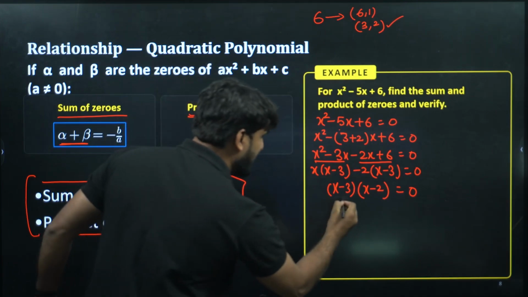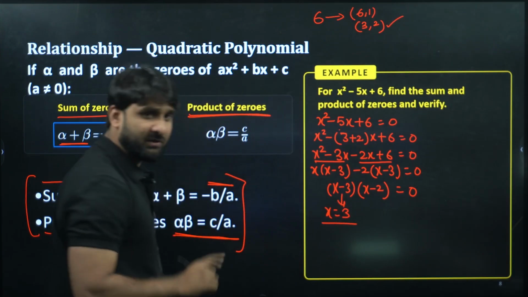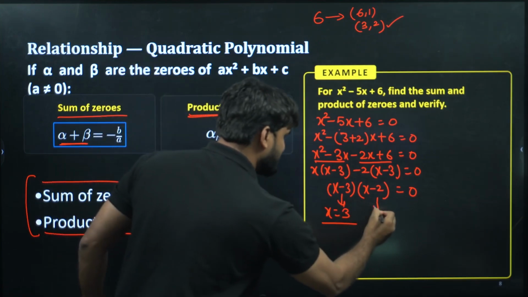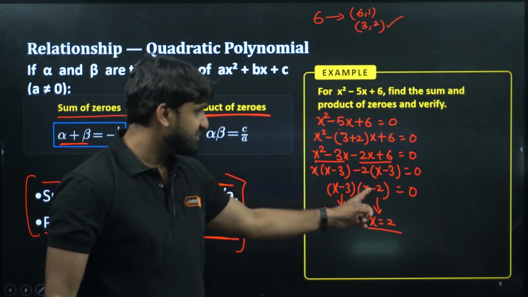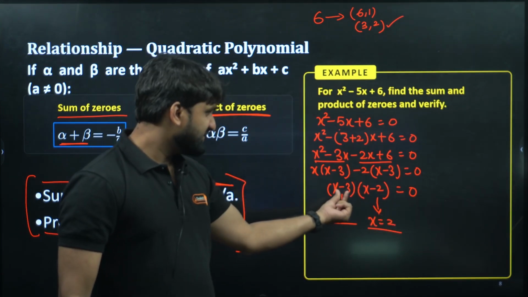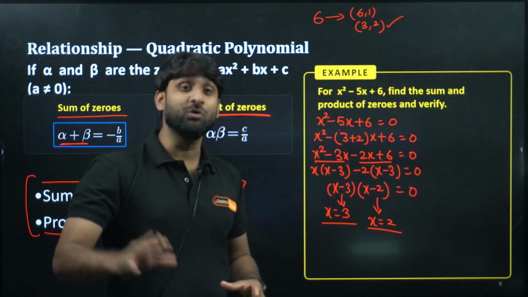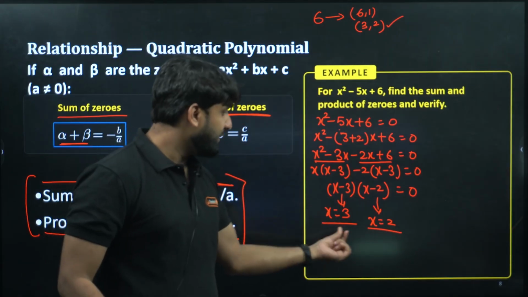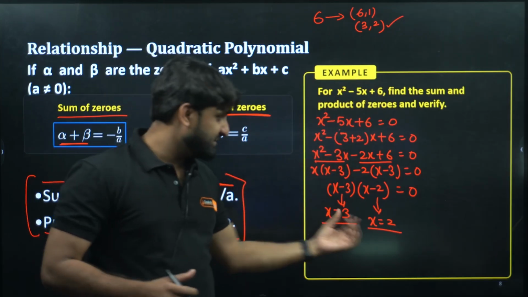Now on taking this bracket equal to 0, we have x is equal to 3, the first zero. On taking this bracket equal to 0, we have x equals to 2, because we are shifting this minus to that side, so it will become positive, and again this minus 3 will become positive. So we have 3 and 2 as zeros. You can verify. When you put 3 and 2 in this equation, it will give you 0 result. So these are the zeros.